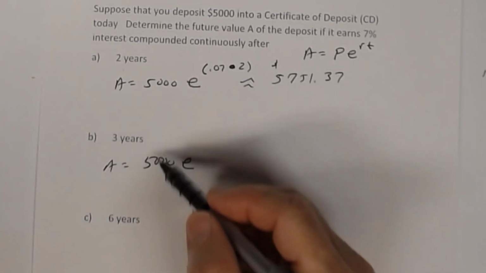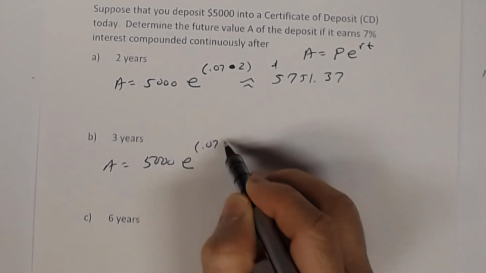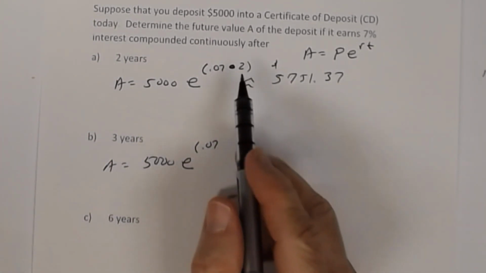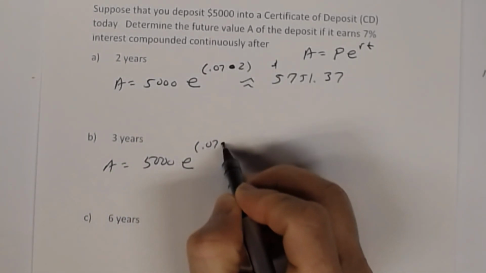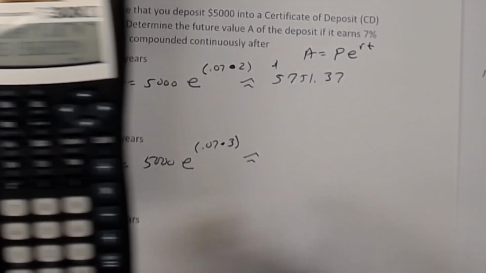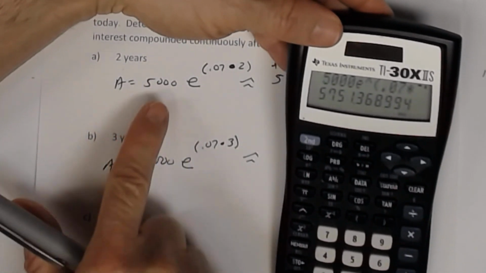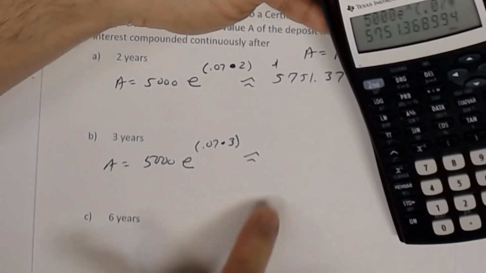Okay, number 3. This time we have A equals 5,000 times e. Now notice everything's staying the same, right? The only thing that's changing is your time. The principal stayed the same. Everything stays the same. The only thing that's different is the time, the years, so times 3. So the same process. Let's see what we get this time. Now I want you to notice, if you don't take anything out, I'm hoping you realize that the future value is going to increase each time.